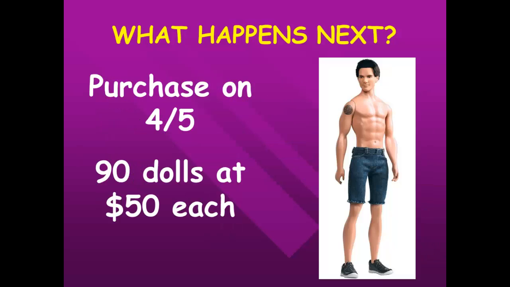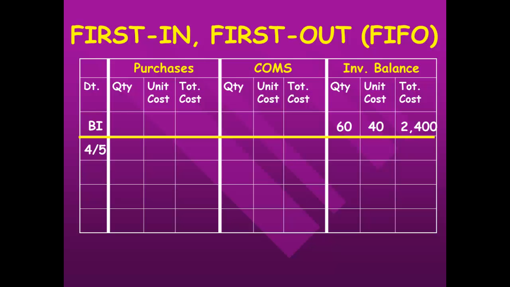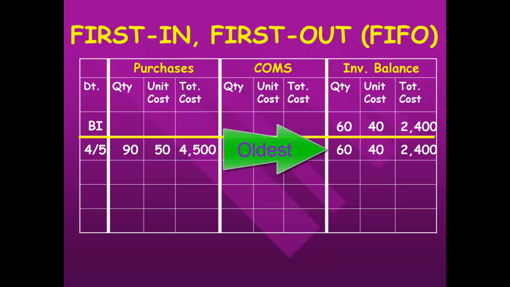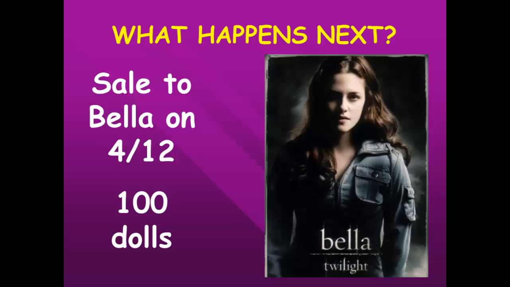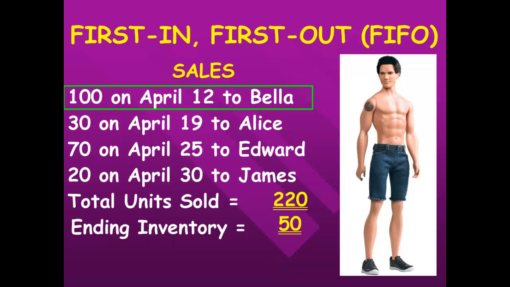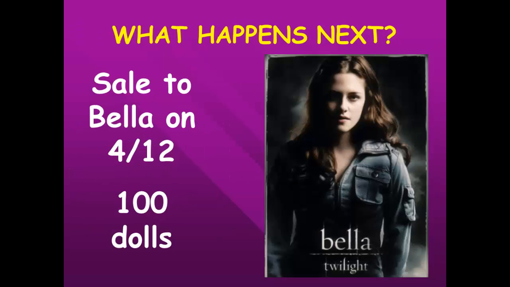We've got to buy 90 at $50 each. On my inventory card, I'm going to put that in the purchases column. In the inventory balance column, I need to write everything I have, oldest to newest. So I have 60 at 40 is 2,400. Now I also have 90 at 50 is 4,500. Draw a heavy dividing line then. Date-wise, what happens next? I'm going to make a sale. Right, on April 12th, I'm going to sell 100. Now, so I need to sell 100 on the 12th using FIFO.